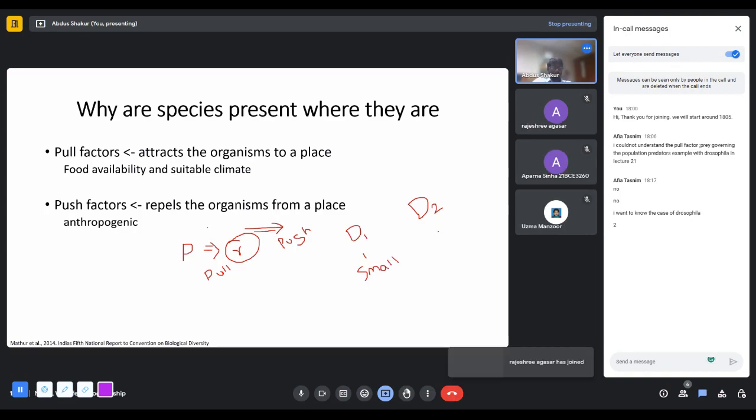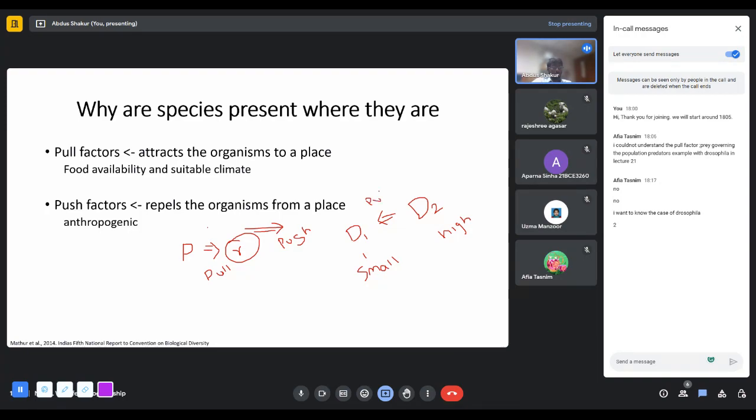It has high. Okay, so high competitive ability has D2, D1 has small. So since D2 can compete much more than D1, D2 will act as a push factor for D1. Basically, D1 tries to avoid D2 because it will not be able to survive, or it will survive in very bad conditions when D2 is present. Okay, so that's how it can act as a push factor.